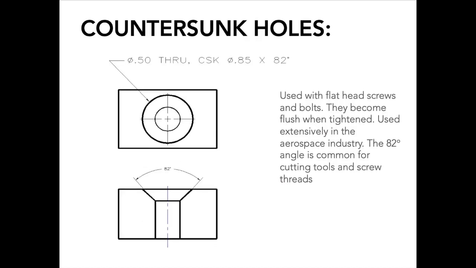A countersunk hole gives the small through diameter. Then it has a CSK, or this symbol here. Then it gives you the larger diameter with the angle of the countersink. These are used with flathead screws and bolts.